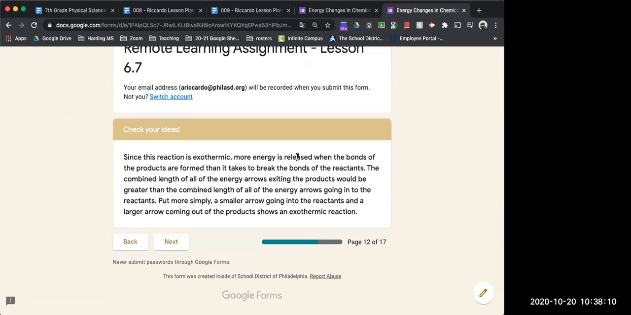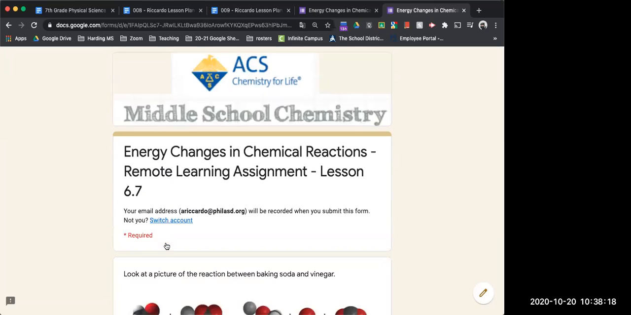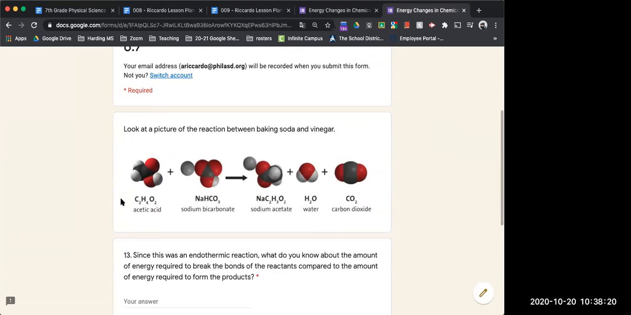Since this is exothermic, more energy is released. Something smaller will go into the reaction, and a bigger one will come out of it. Yes, I got it. Sweet. All right. Look at the picture of the reaction between baking soda and vinegar. Acetic acid and sodium bicarbonate make up sodium acetate, water, and carbon dioxide.